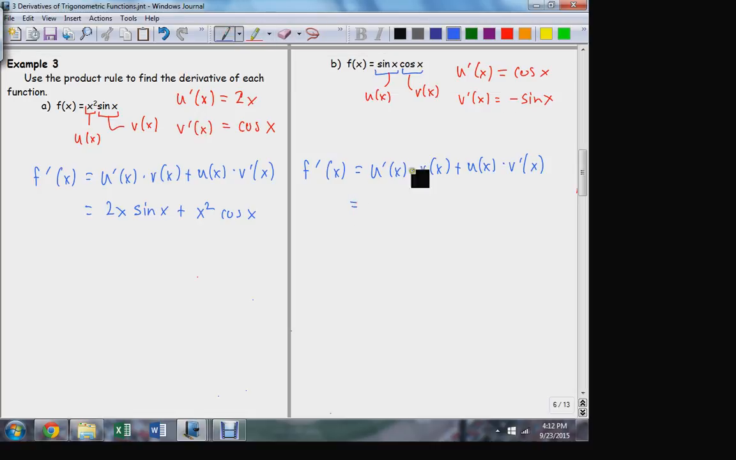U prime is cosine x and V is cosine x. Okay. The function U is sine x, and the derivative of the second function is minus sine x. So there I've gone through components, and there's the outcome. But now there's still some work to do. In the previous case, we had pretty much recovered the simplest form. But now there's still some work to do.